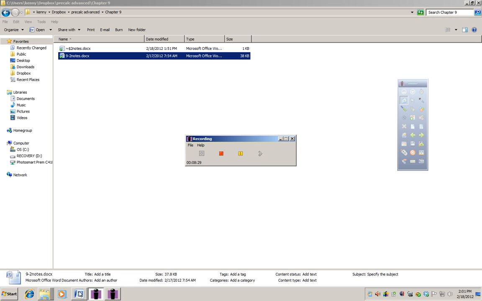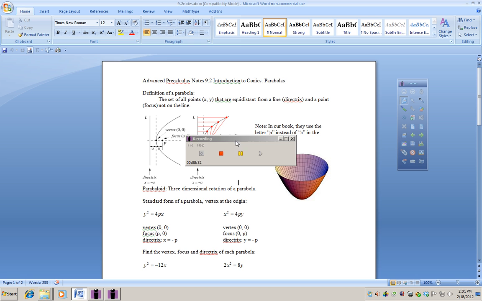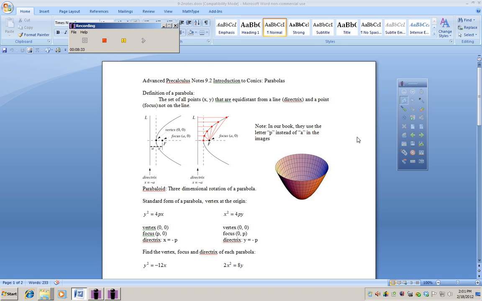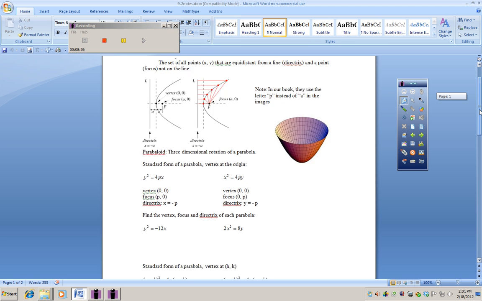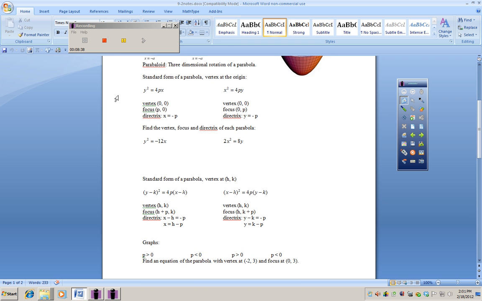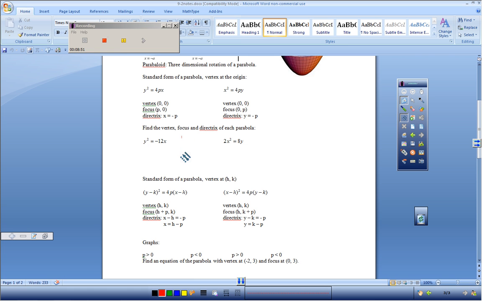So getting back to the notes, I'm going to put this up here. So let's do this problem. Find the vertex, focus, and directrix of each parabola. Okay. So first of all, if I were going to graph this parabola, which we're going to try to do right now, we'll call this the x-axis, that's the y-axis, and this one is going to open either to the left or to the right.